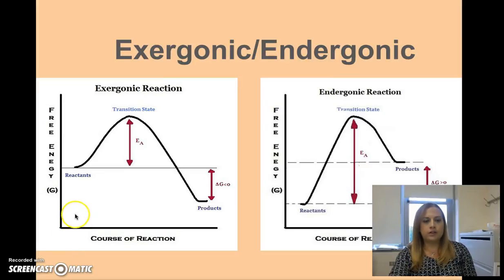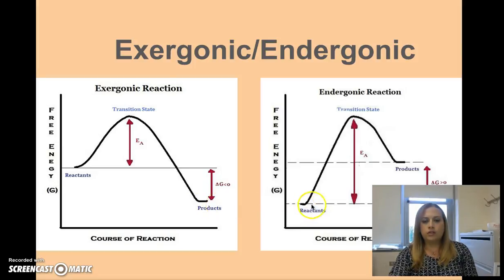This first one is the exergonic reaction, and so you can see here's the energy of the reactants. You do need a certain amount of energy to get this reaction started, and so this is the activation energy. But then overall, the products have a lower free energy than the reactants. So you have a decrease in free energy through the course of this reaction, so energy has been released.